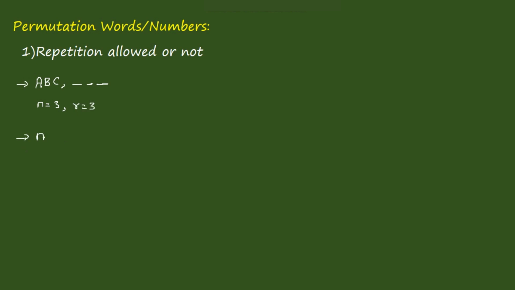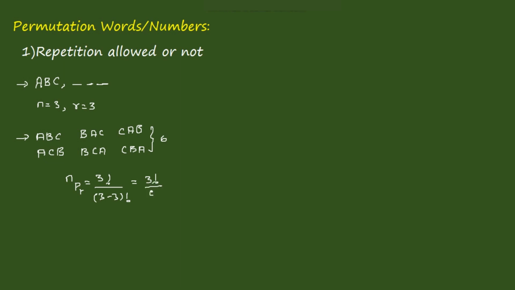We can arrange them in the form ABC or ACB. I can arrange the form BAC or BCA. The other one is CAB or CBA. So in total we get 6. We can use the permutation formula nPr directly, which is equal to 3 factorial by (3 minus 3) factorial, which is equal to 3 factorial by 0 factorial, which is equal to 6. This is the case where repetition is not allowed.